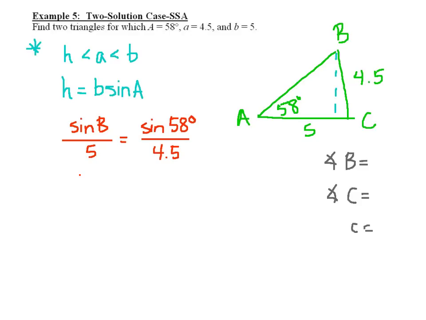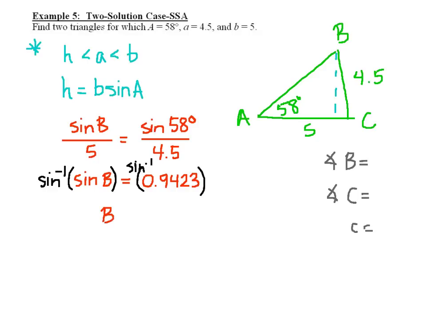So when you solve for this, you get the sine of B is equal to 0.9423, and when you take the arc sine of both sides, so take the arc sine of the left, take the arc sine of the right, you're going to get that B is equal to 70 degrees. Now your calculator is only going to give you your acute angle.